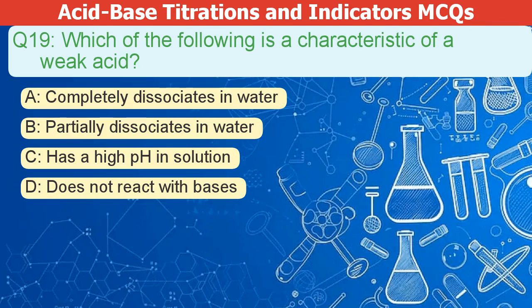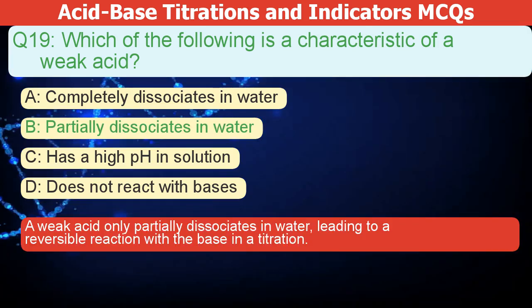Which of the following is a characteristic of a weak acid? A. Completely dissociates in water. B. Partially dissociates in water. C. Has a high pH in solution. D. Does not react with bases. The correct answer is B. A weak acid only partially dissociates in water, leading to a reversible reaction with the base in a titration.